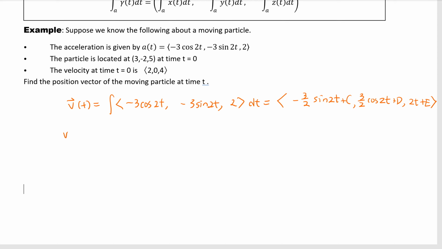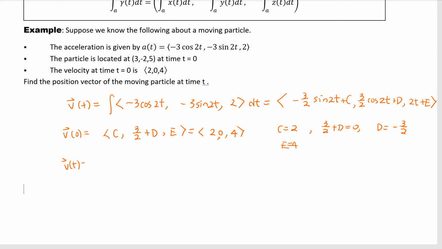Okay, and then we plug in v of 0. We plug in t is 0, sine 0 is 0, so we just have c. And cosine 0 is 1, so we have 3/2 plus d. And when we plug in t is 0, we just get e. So this equals 2, 0, 4, right? Our initial condition. That means c equals 2. Then 3/2 plus d equals 0, so d equals -3/2. And e equals 4.